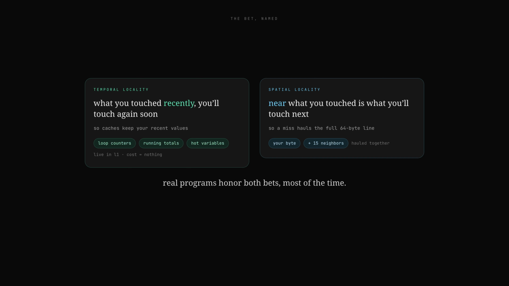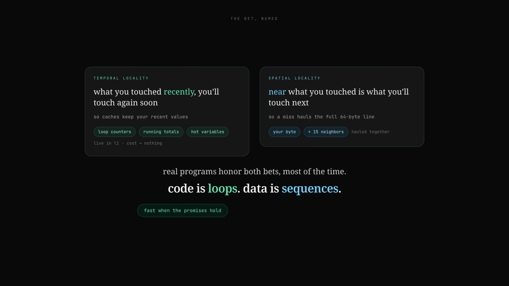Real programs honor both bets most of the time. Not because programmers are careful, because code is loops and data is sequences. Every structure in this course is fast when it keeps these 2 promises, and slow when it breaks them, which is finally enough machinery to go back and solve the race from the top of the lesson.